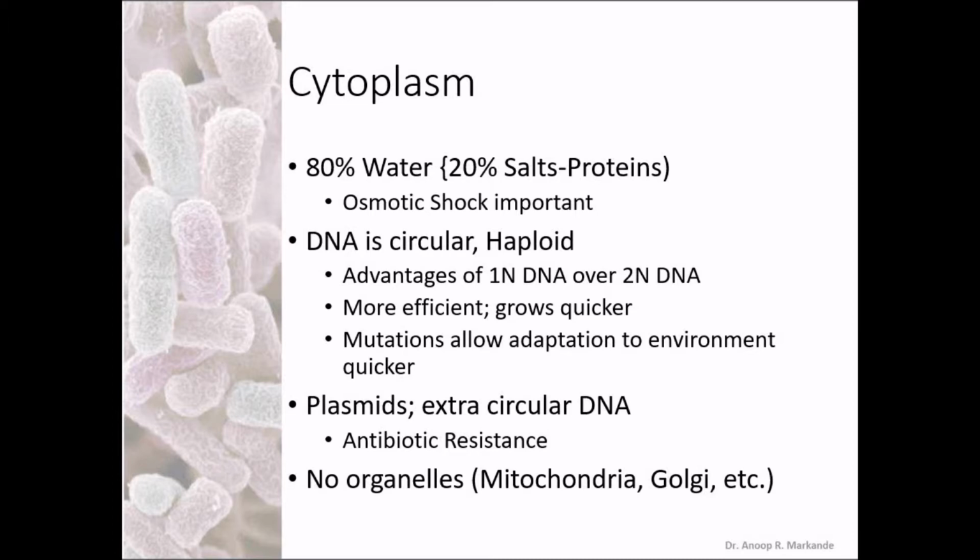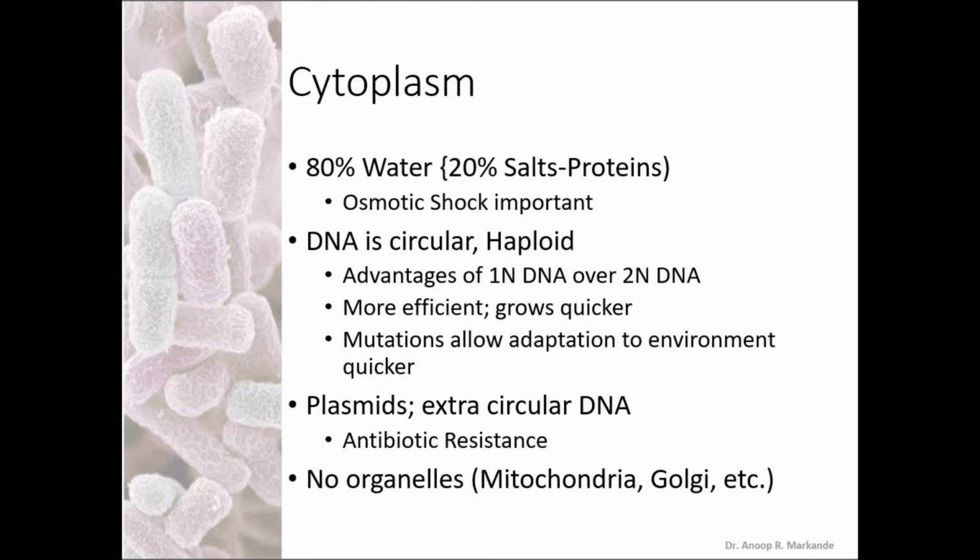It is to see that the advantages of 1N or haploid DNA over 2N or diploid DNA is better survivability. They are more efficient and grow quicker, and the rampant mutations within these genomes allow adaptation to the environment more quickly than higher eukaryotes. These also have plasmids or extracellular DNA, which contain many genes, many traits to be transferred to new bacteria, which includes antibiotic resistance.